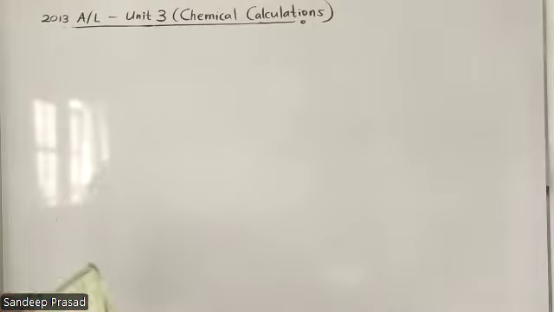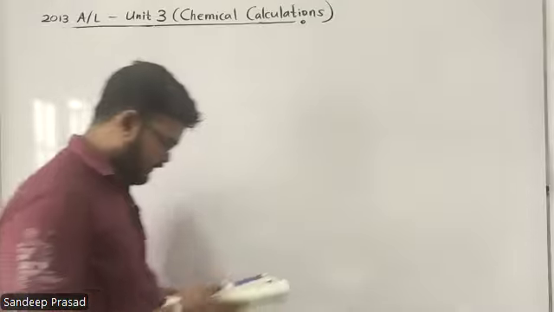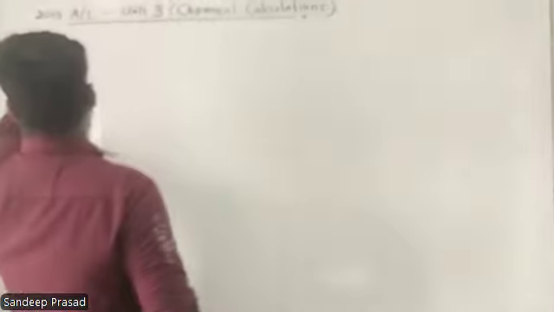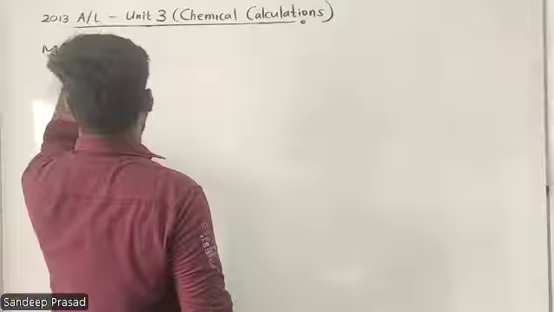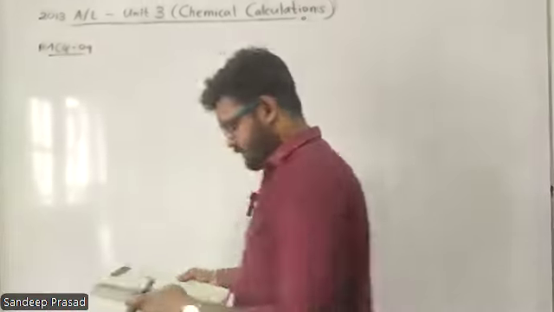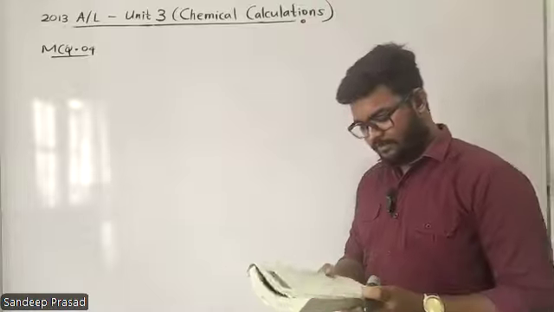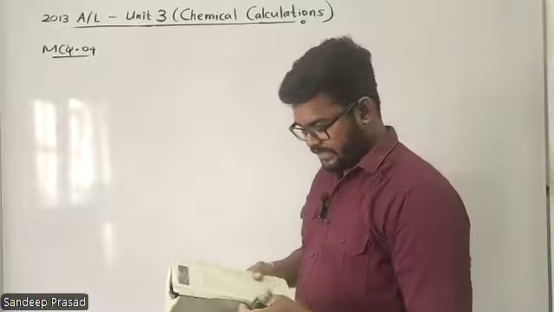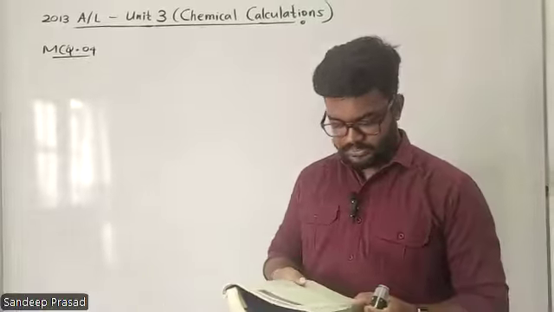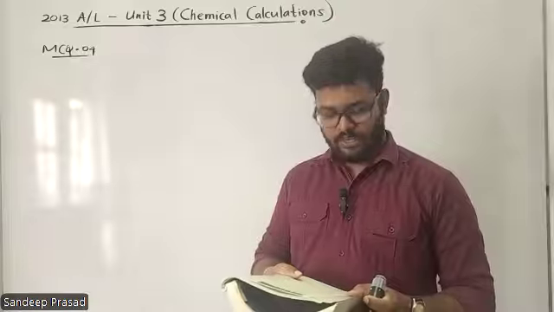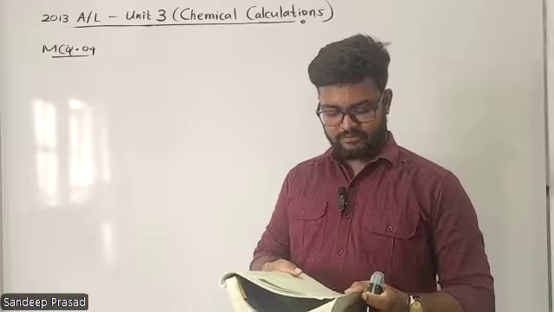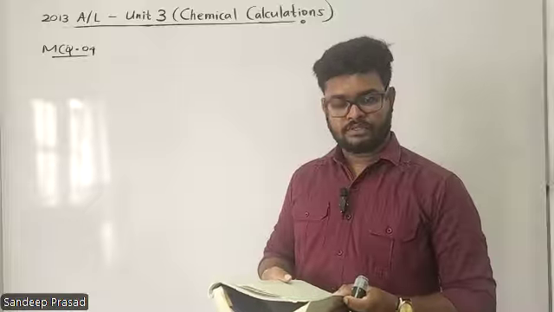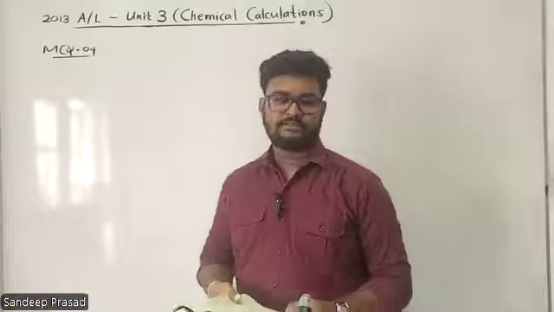Right. So, what is the first MCQ from chemical calculations they have given? MCQ number 4. This is a very interesting MCQ. Let's see. When the compound capital X having carbon, hydrogen, and oxygen only was treated with excess acetyl chloride, a compound having a relative molecular mass 126 units higher than that of X was obtained. The number of hydroxyl groups in X is, right?